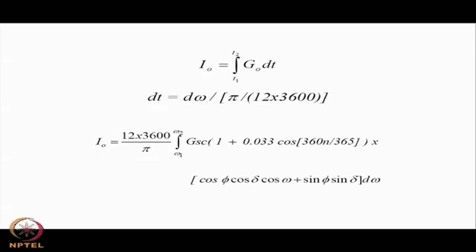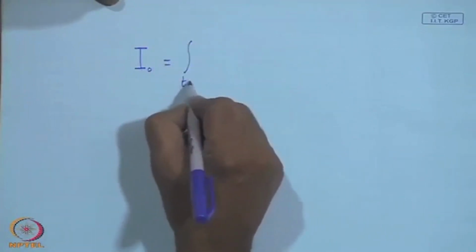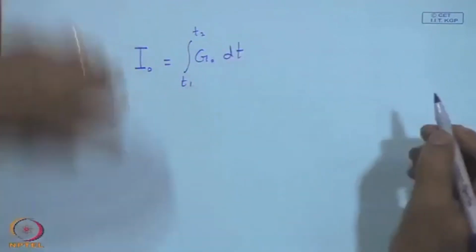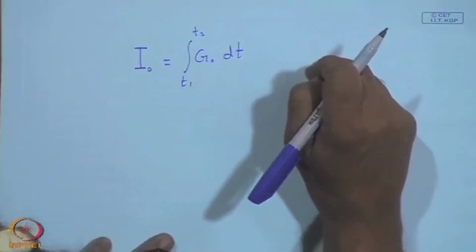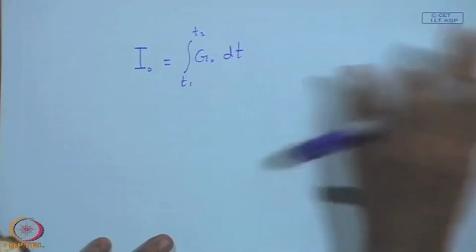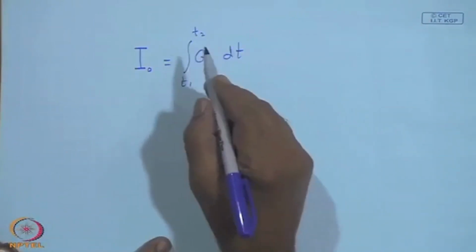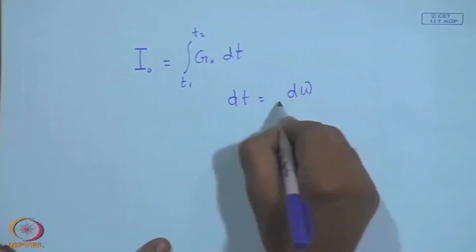Now, this is an intensity, and we know that intensity is varying with time. So, if I want it for any time interval, like I, which we have introduced, we integrate the G O, which is nothing but the G O n into cos theta z, where G O n is G S C into that ellipticity part, but my function is in terms of the omega. So, d t can be nothing but d omega by pi by 12 into 3600.